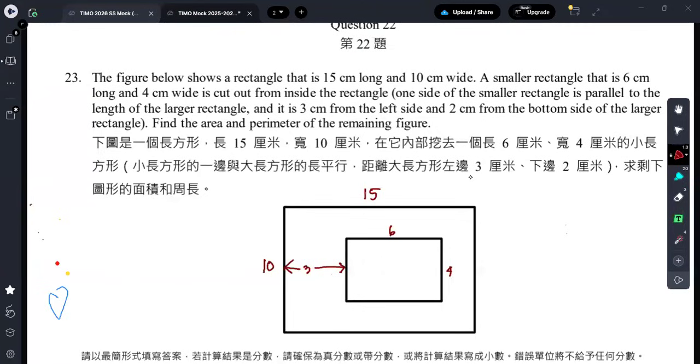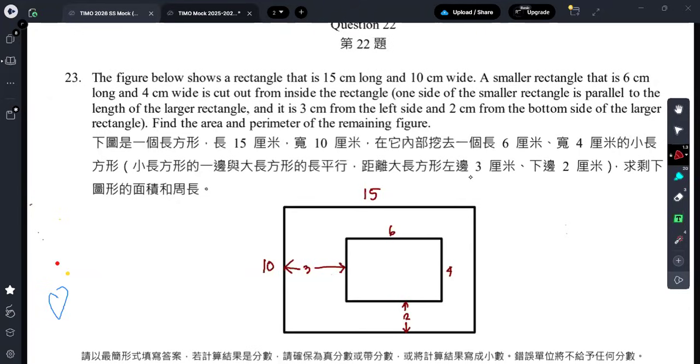And 2 centimeters from the bottom side. So this is 2. From there, what will you do? Find the area and perimeter of the remaining figure. So all you need to do is find the area and perimeter of the remaining figure.